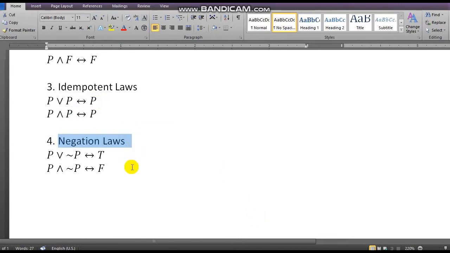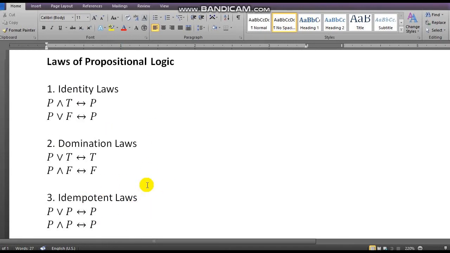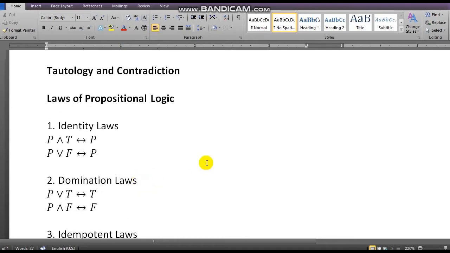For the last one, we have the negation laws. We combine the proposition with its negation. P or not P is a true statement, because it can only be true or false, or false or true, which means the statement is true. While for the and, P and not P is always false, because this will be true and false, or false and true. So these are the four laws that we may need to use to determine tautologies or contradictions.